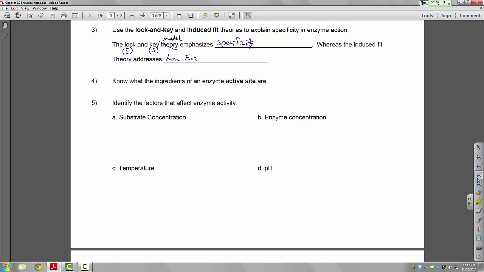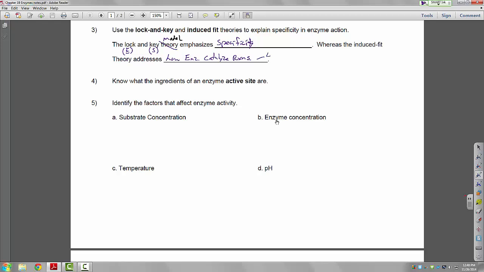Whereas the induced fit theory addresses how enzymes actually speed up reactions, so how enzymes catalyze reactions. And the idea here is that the active site for the enzyme is a little loose, a little sloppy, but once the substrate binds, it induces a change in the shape of that active site, and that change in the active site stresses bonds and forces the substrate to be converted into the product. So the induced fit theory addresses how enzymes catalyze reactions.